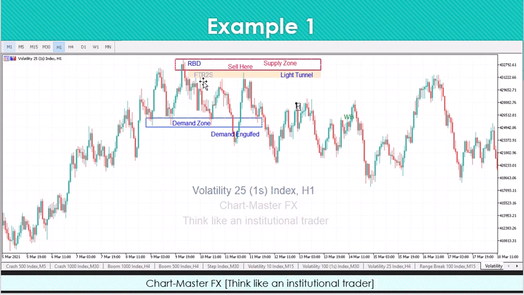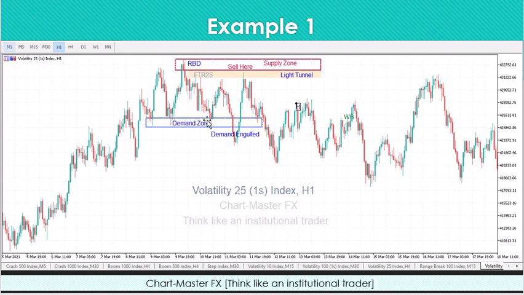So here we can see that the price failed to come back to the RBD. It failed to come to this cap area. So once the price fails to come to this cap area, then we can draw our FTR to supply, failure to return to supply. Then you can draw your light tunnel. Once you have your light tunnel, you wait now for the price to engulf the demand zone after at least 2 visits.